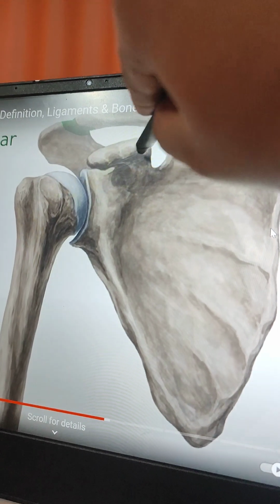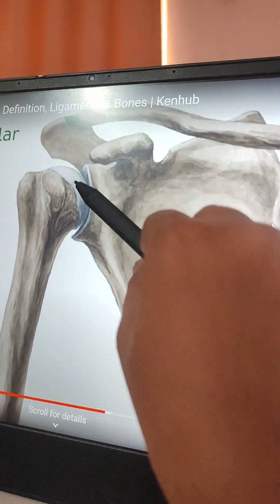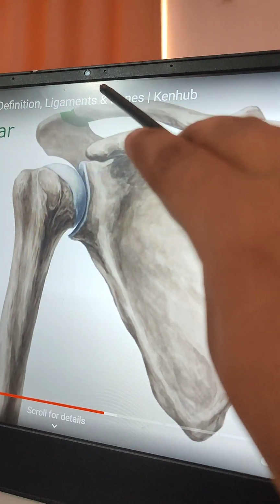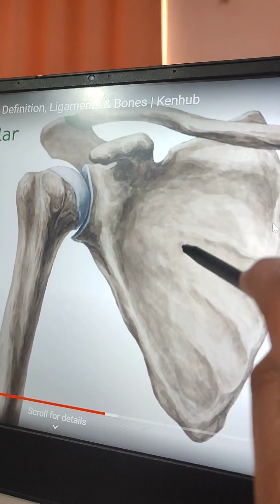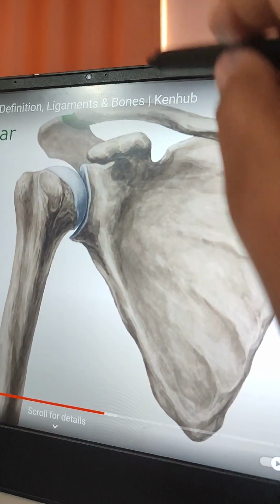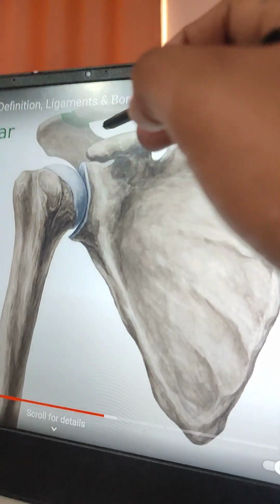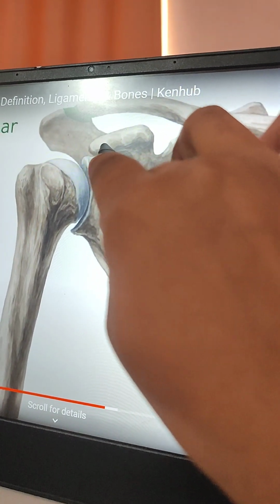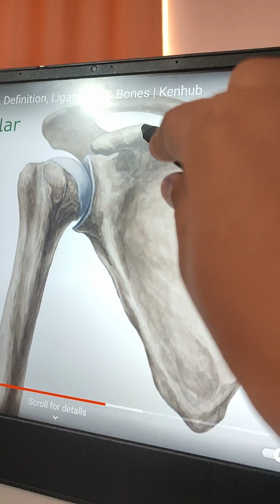The examiner may ask an important question: what is the attachment of the coracoid process? You have to tell that on the coracoid process there are two muscles which originate and one muscle which inserts. So on the coracoid process, insertion of pectoralis minor and origin of biceps brachii and coracobrachialis.